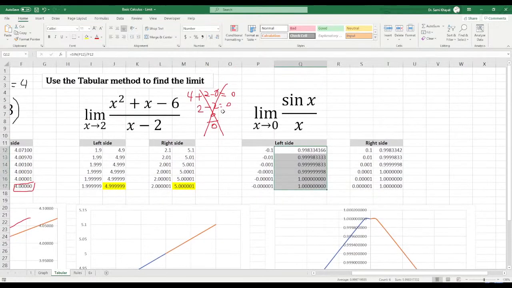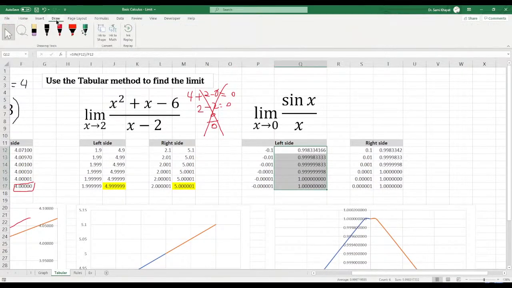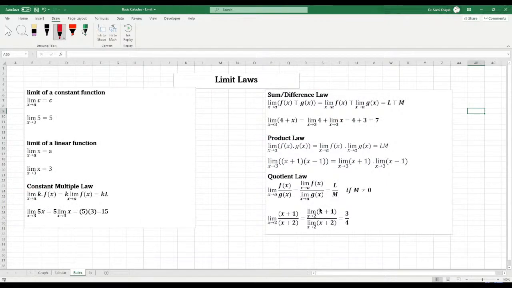Now, this is a very important thing in limits. You should keep in your mind that the limit as x approaches 0 of sine x over x is equal to 1. This is very important. We will use it in the future. Okay, let's go to the rules.